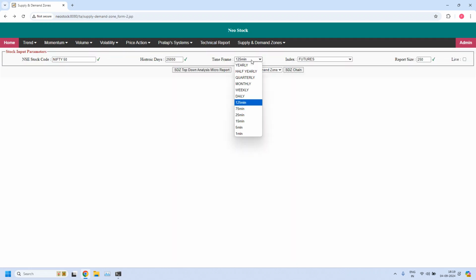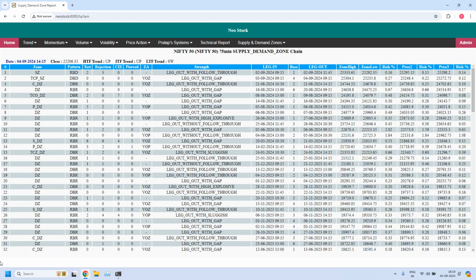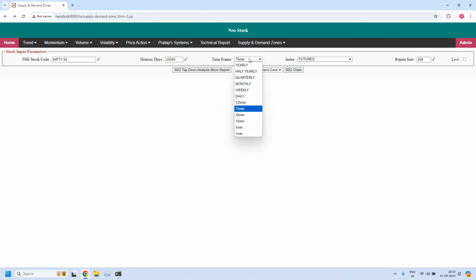Next time frame is 75 minutes. I am generating 75 minutes supply demand zone chain for Nifty. Next time frame is 25 minutes. I am generating 25 minutes supply demand zone chain for Nifty.